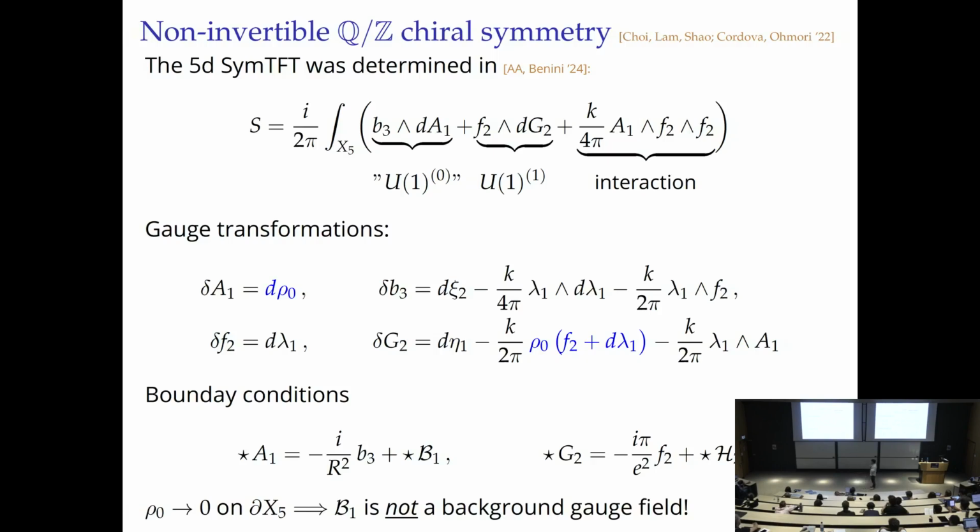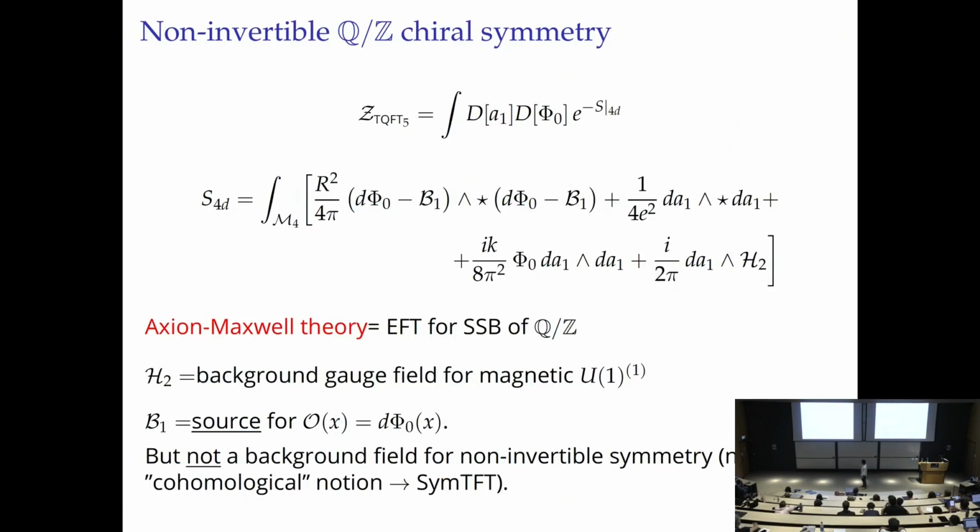So if I repeat the same logic that I told you before, in the case of a compact boson, in this case you will get a theory over 2 degrees of freedom, A1 and phi naught, with a boundary action that contains a compact scalar, a photon, and this axion term. This theory is often called axion-Maxwell theory, and it was indeed suspected to describe the spontaneous symmetry breaking of this non-invertible chiral symmetry, and here we are confirming this expectation.